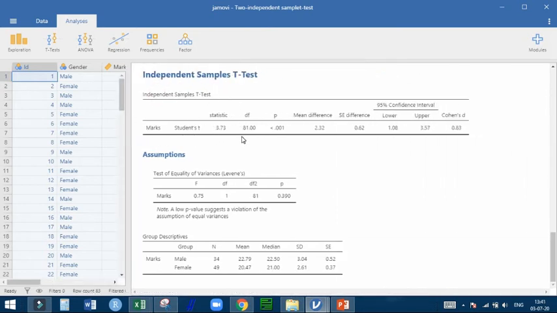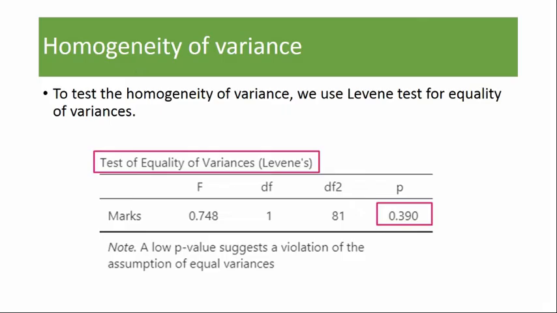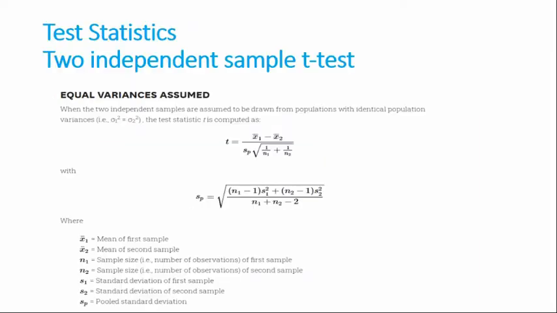This is the main output and this is our descriptive. Friends, I have copied this data to my slides. I will show you there. Yes, homogeneity of variance: this assumption has been met because our value is greater than 0.05.